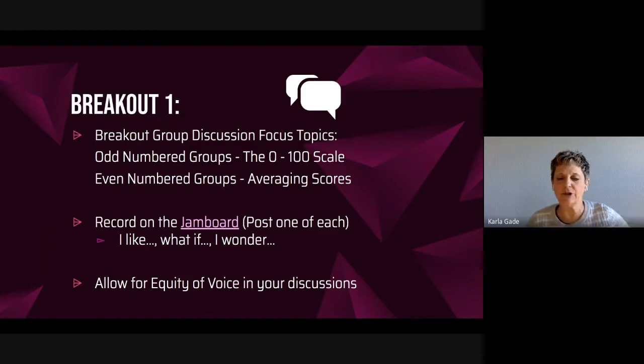Okay, so we have 2 Jamboards for each discussion topic. You can post on either one. So for example, if your group's doing 0 to 100 scale, there's 2 slides on the Jamboard. You can place your I like, what if, and I wonder on either one. We just want to remind you to allow for equity of voice in your discussions, and you now have 8 minutes to talk about these things.